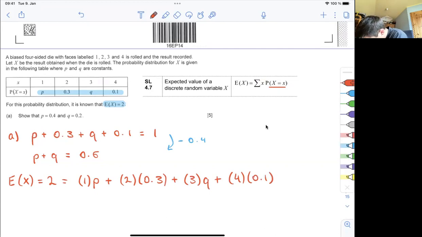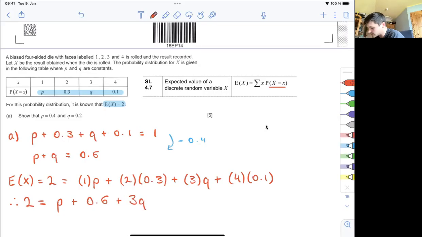So now if we go through again and clean this up a bit, we're going to get 2 is equal to, well, 1 times P is just going to be P. 2 times 0.3 is going to be 0.6. 3 times Q is going to be 3Q.